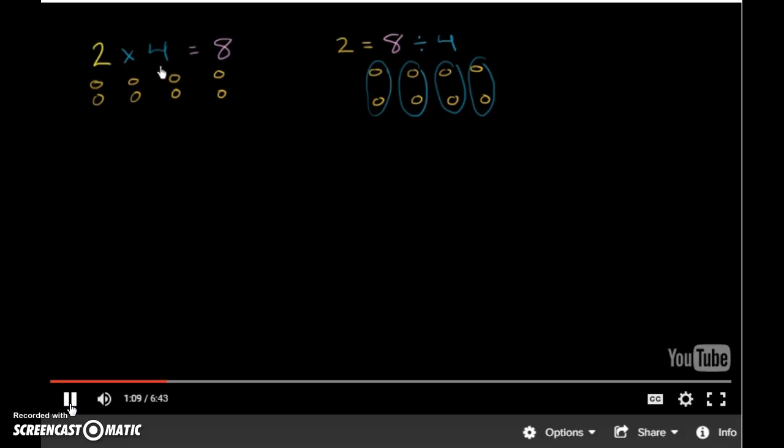So you probably see the relationship. 2 times 4 is 8. 8 divided by 4 is 2. And actually, if we did 8 divided by 2, we would get 4. And this is generally true. If I have something times something else is equal to whatever their product is, if you take the product and divide by one of those two numbers, you'll get the other one. And that idea applies to fractions, and it actually makes a lot of sense with fractions.